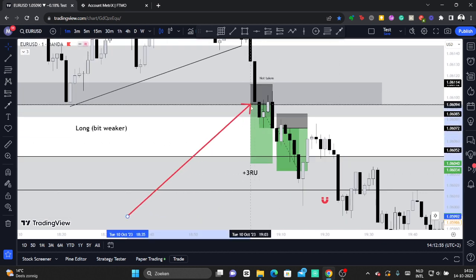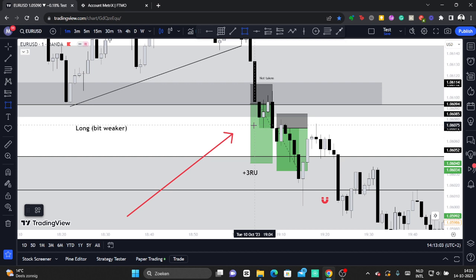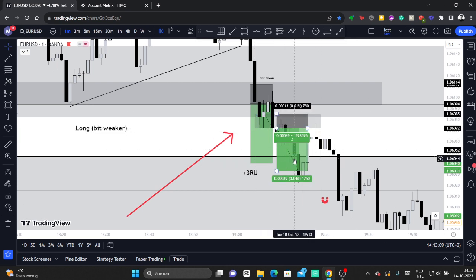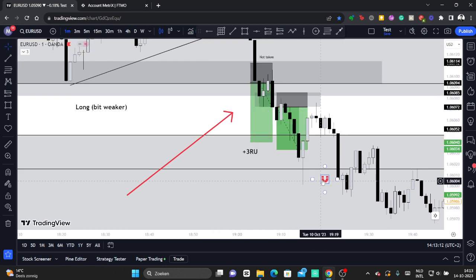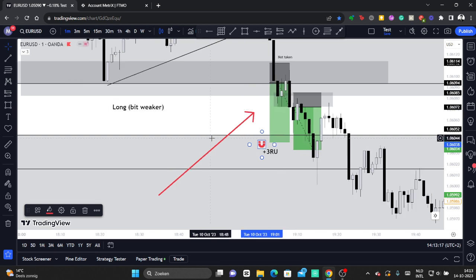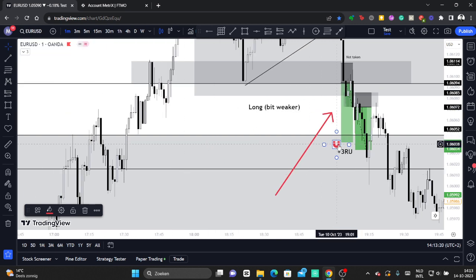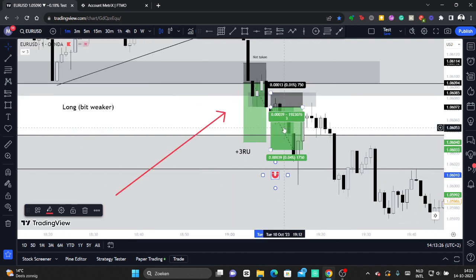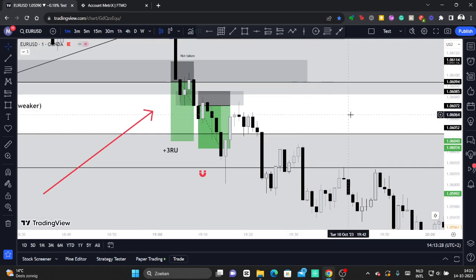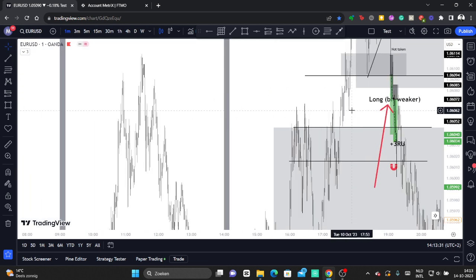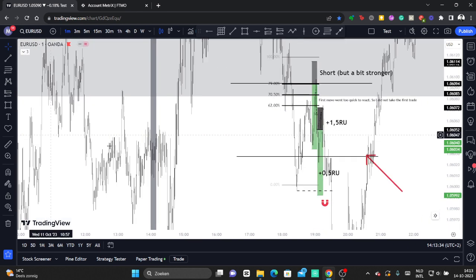When it came upwards, came backwards, and came downwards again, I took this particular zone as a trade to go downwards, and it worked out because my magnet was here. It was here for this trade, but eventually I thought it could perhaps go even further to this place, and that's why I took this trade and it worked out. So that was a 3R play. Let's go over to the next trade on Wednesday.